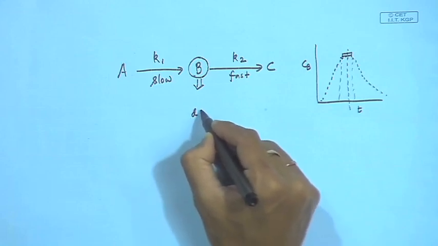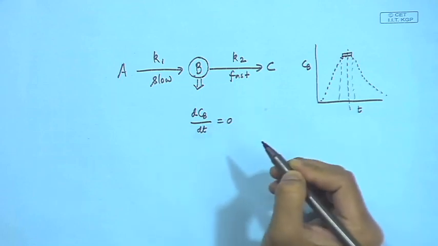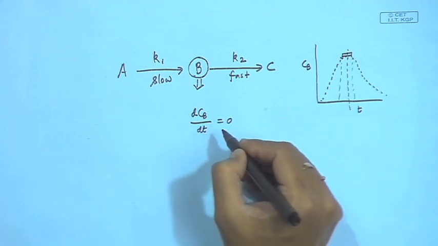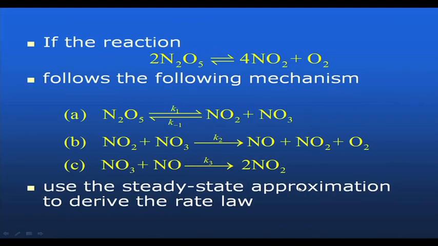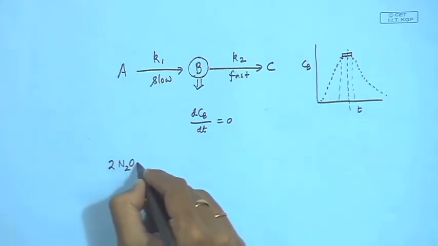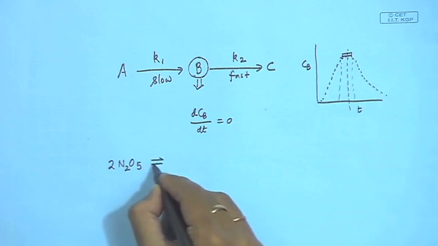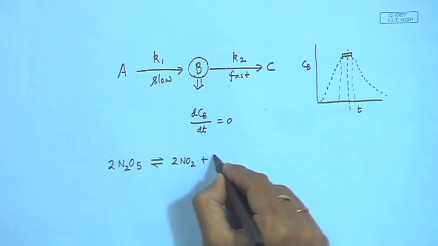So, d[B]/dt under steady state condition is equal to 0. That means the concentration of B is not changing with time. That is called the steady state approximation. Now consider a concrete reaction, say dinitrogen pentoxide, 2N2O5, giving rise to 4NO2 plus O2.